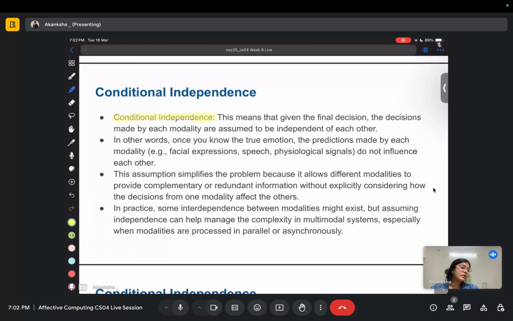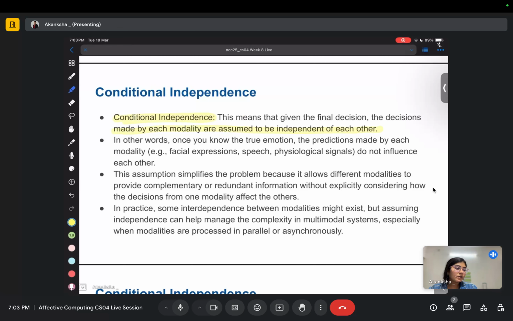Now what is conditional independence? It means that the decisions made by each modality are assumed to be independent of each other, but this is not saying that they're not even related. They are related. Let's say you know that this is happiness, and you see a smile and a shriller pitch. Then you will be able to correlate that, okay, if I'm seeing happiness, and a person is smiling and the pitch is also behaving in a certain way, then you can obtain some patterns from that. But it does not mean that one thing influences the other.